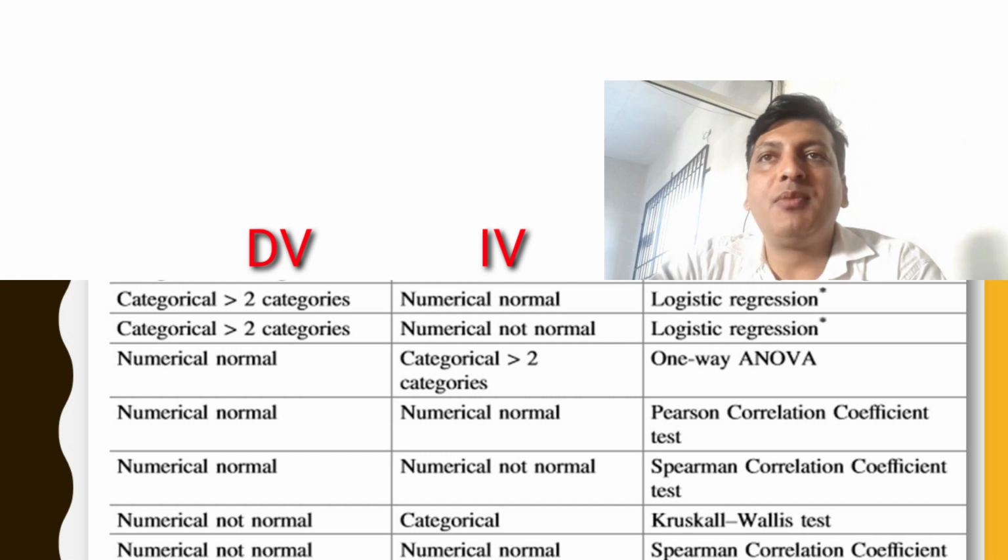When this normal will turn into not normal, then the test will be called Kruskal-Wallis test. This one is the alternative of ANOVA. That means one-way ANOVA is a parametric test and Kruskal-Wallis test is the non-parametric test. Clear? So Kruskal-Wallis test can be applied when the categories are more than 2 and dependent variable is numerical, but it was found not normally distributed.